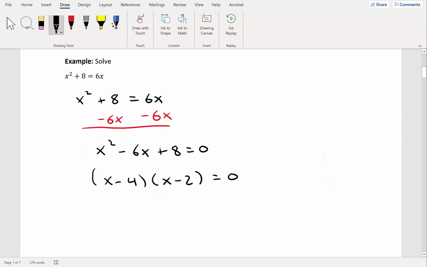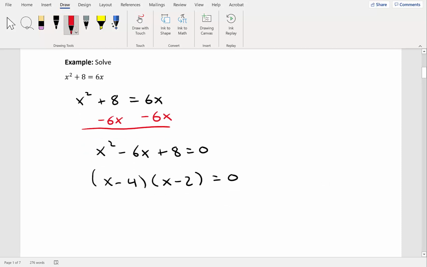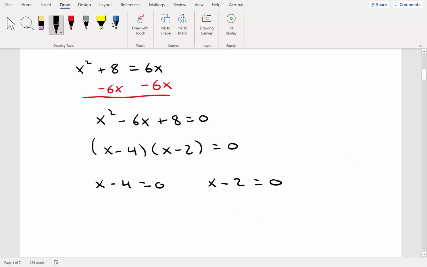Now step 3, we set each factor equal to 0. If we take a look at our equation, x minus 4 times x minus 2 is equal to 0. In order for this to be true, one of these factors has to be 0, or they both have to be 0. So we take x minus 4 and set that equal to 0, and then x minus 2, we set that equal to 0 as well. And now you solve each one of these equations.